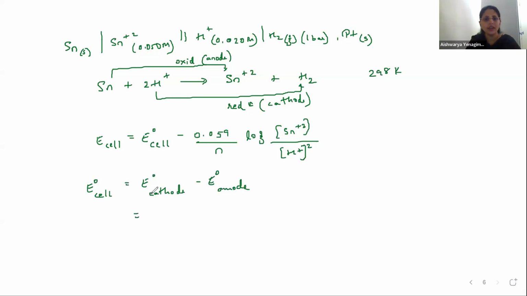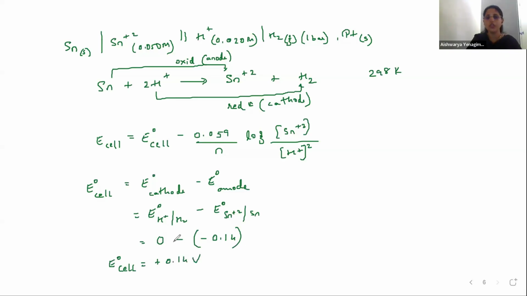So tell me, what is the cathode? I'll write the reduction potential: E naught H+ bar H2 minus E naught anode. What is the anode? Sn2+ bar Sn. Okay, H+ bar H2, E naught of H2, the standard reduction potential of hydrogen is always 0. So if you see from the electrochemical series, the reduction potential value for Sn2+ bar Sn is minus 0.14. Okay, therefore what will be E naught cell? E naught cell will be minus of minus, that is plus 0.14 volts. So we got E naught cell.